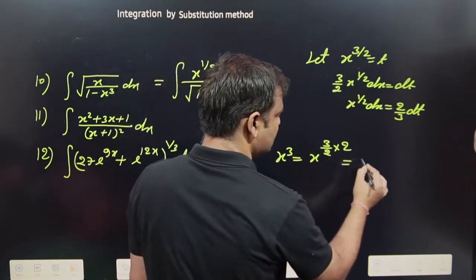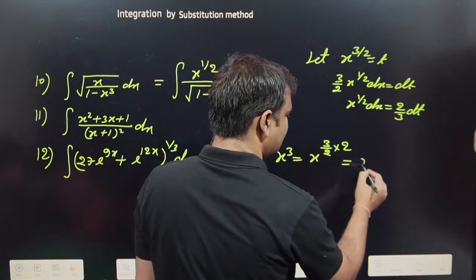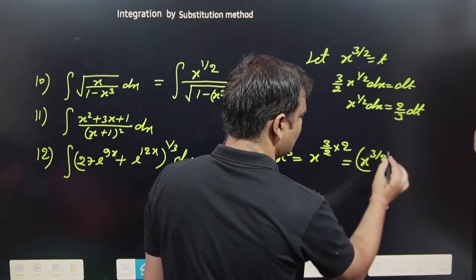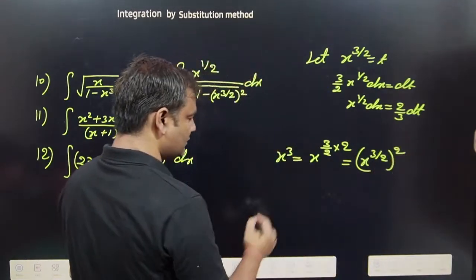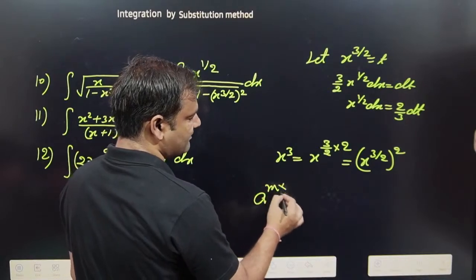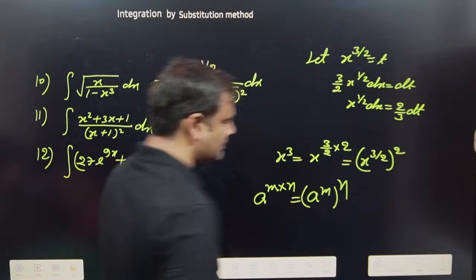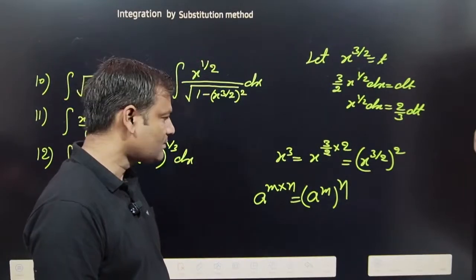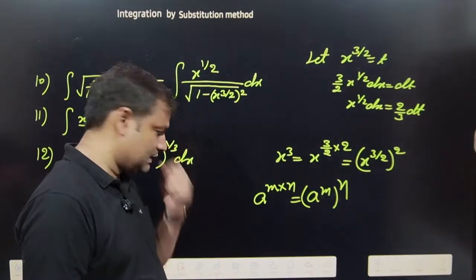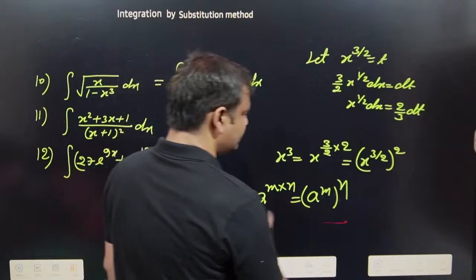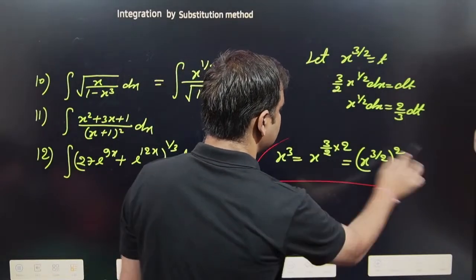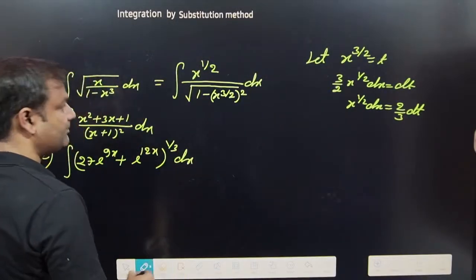Okay, and here after that (x^(3/2))^2, because a^(m×n) is written as (a^m)^n. That concept applies. Okay, so now I hope it is clear why this one is written like that.